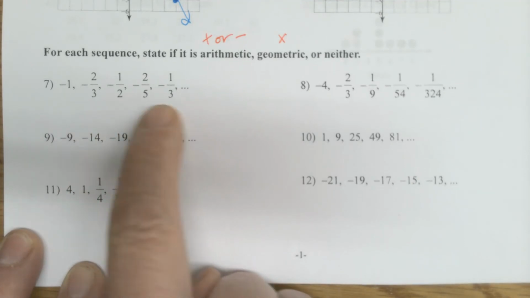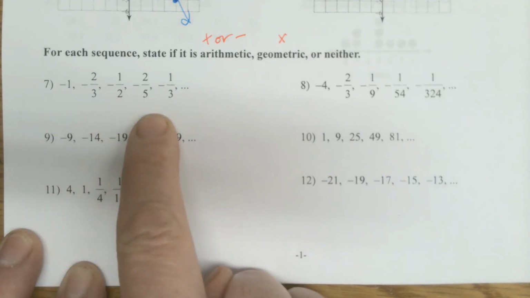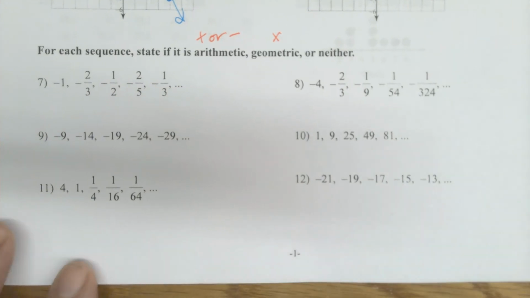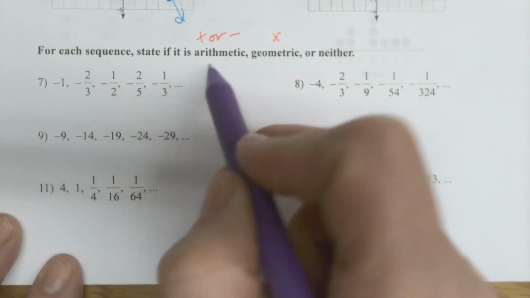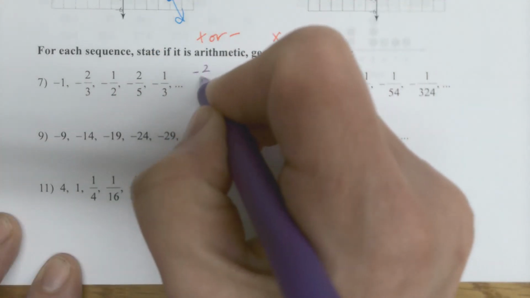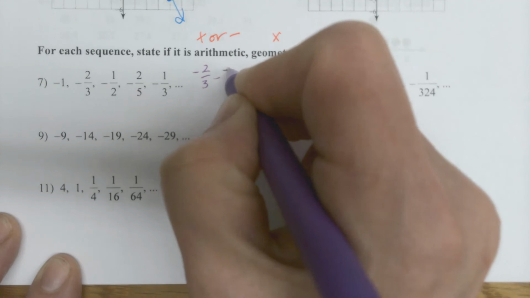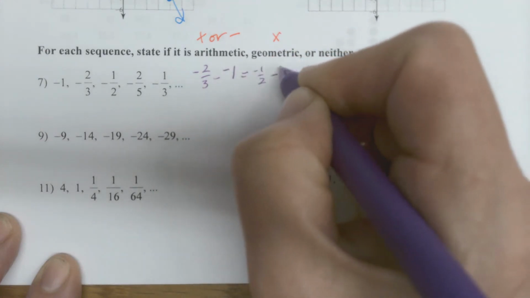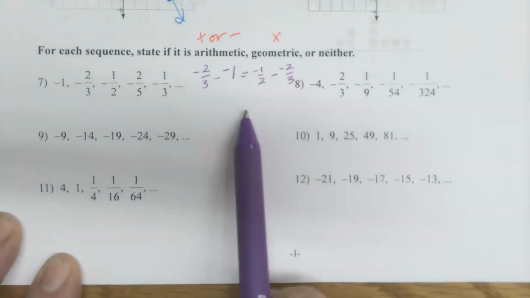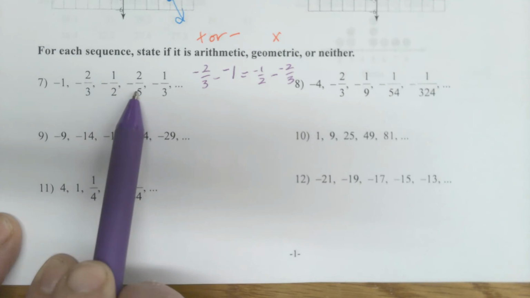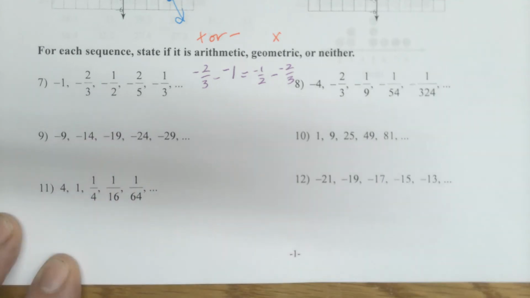Sometimes they're hard to see when it's fractions. It's much easier when they're whole numbers. So when in doubt, if it's arithmetic, then negative 2/3 minus negative 1 should equal negative 1/2 minus negative 2/3. That can be my first check. So I do the second minus the first, which should equal the third minus the second. I'll check that in my calculator.